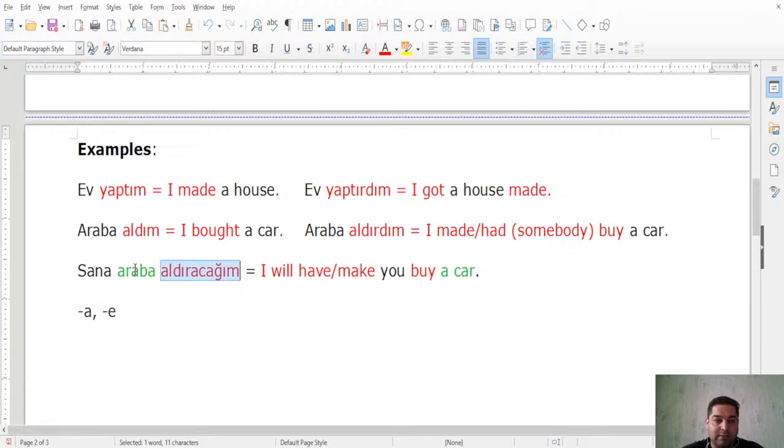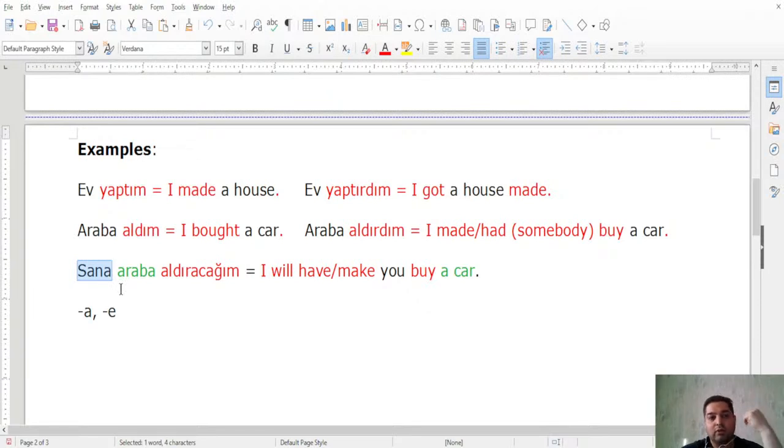What will you make somebody buy? A car. And who will buy it for you? Whom you will make, right? It means sana. So again, don't forget, whenever you use this causative suffix and you mention the person whom you make do it, you have to use this in the dative case. That is why we ask kime, right? Kime aldıracaksın? Whom you will make buy a car? Kime aldıracaksın? Sana aldıracağım. Or you can say babama aldıracağım.